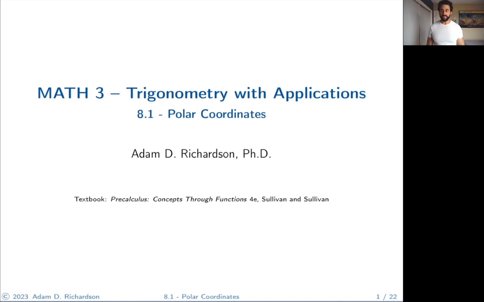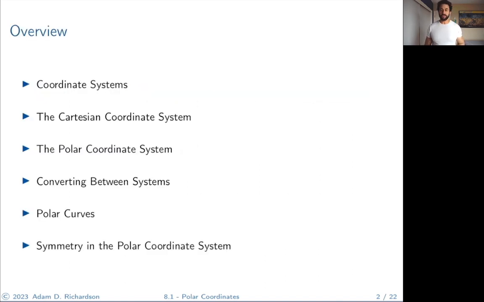All right, so this is section 8.1, and this is the overview. So we're going to briefly review the idea of coordinate systems and the Cartesian coordinate system, which all of you are very familiar with, I'm sure. Then we're going to develop the polar coordinate system, talk about how to convert between systems, and then, actually, you know what? These last 2 points here, polar curves and symmetry, we're going to save those for the next section, if I'm not mistaken. Let me double check here. Yeah, we're going to save those for the next section. So we'll just talk about the first 4 bullet points here and leave polar curves for the next section.